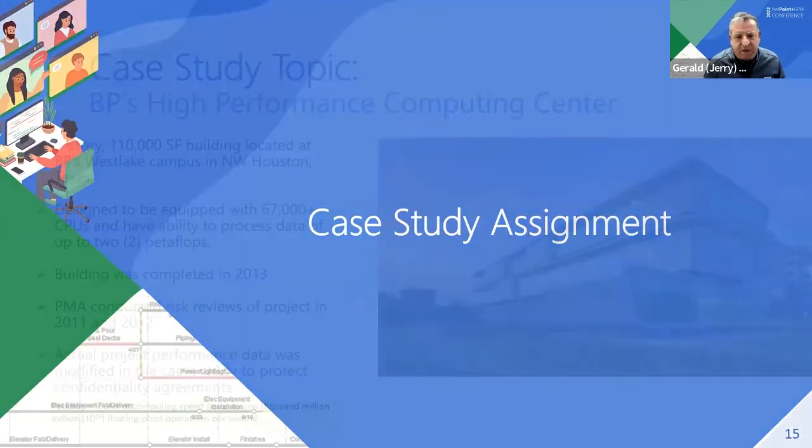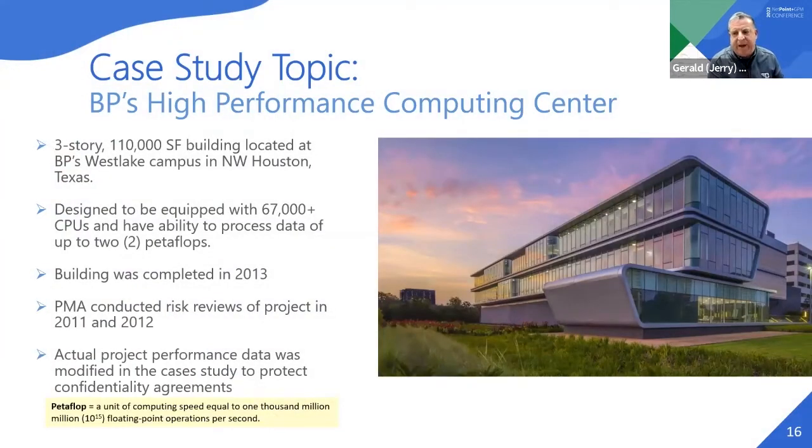In terms of the case study assignment, I'll give you some background information on the project itself. This is BP's High Performance Computing Center. It's in Houston, Texas. It's a 110,000 square foot building with 3 stories. That picture is actually the final product. It's been in service since 2013.